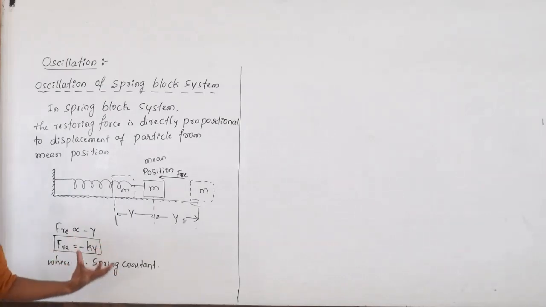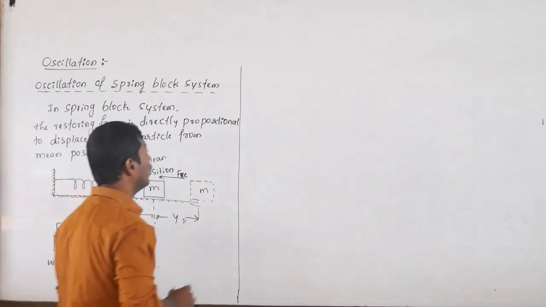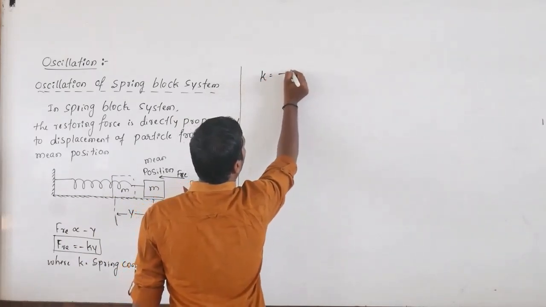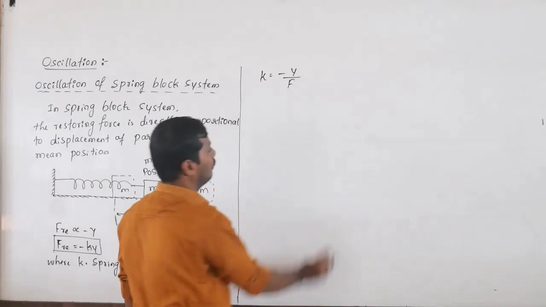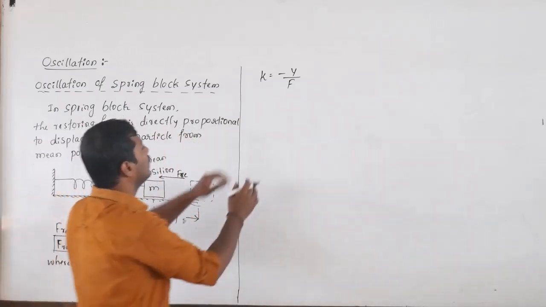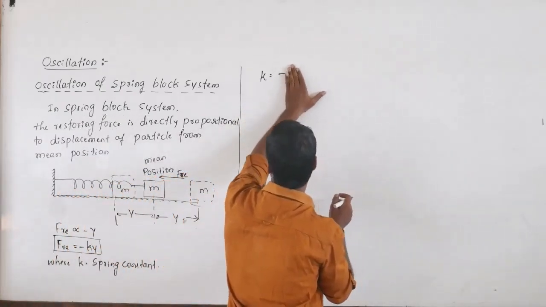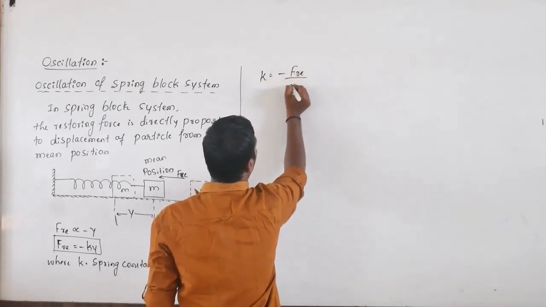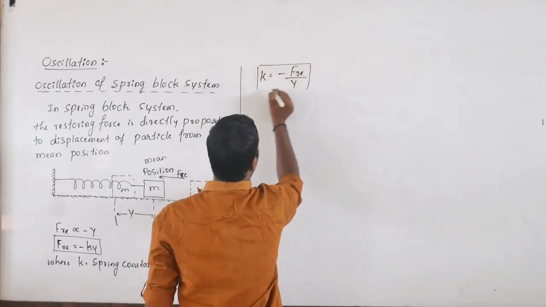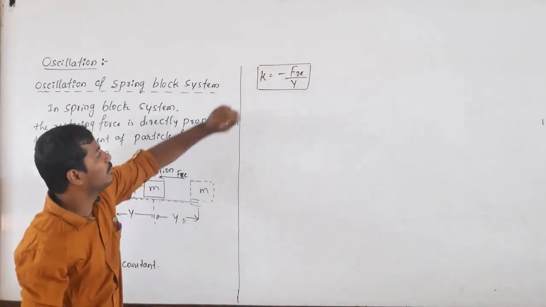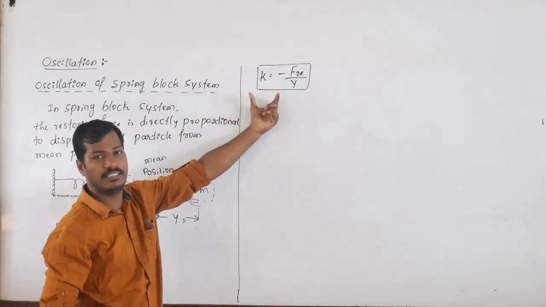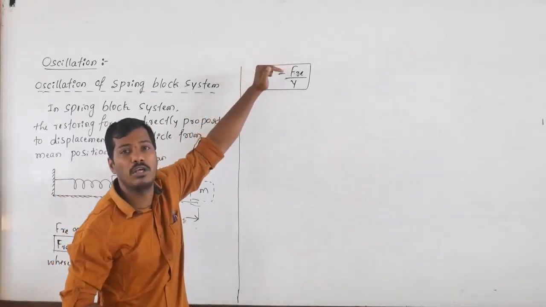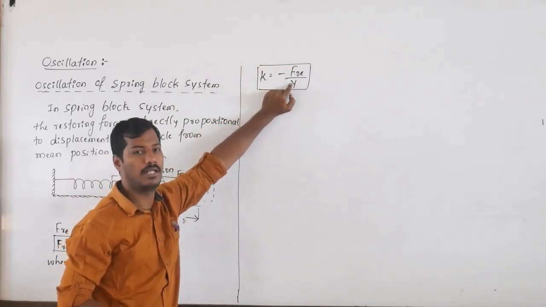Then what is the form of this spring constant? k is equal to minus of restoring force divided by the displacement of the body. This is the spring constant. Very simple. The definition of the spring constant is nothing but the ratio of the restoring force to the displacement of the particle.